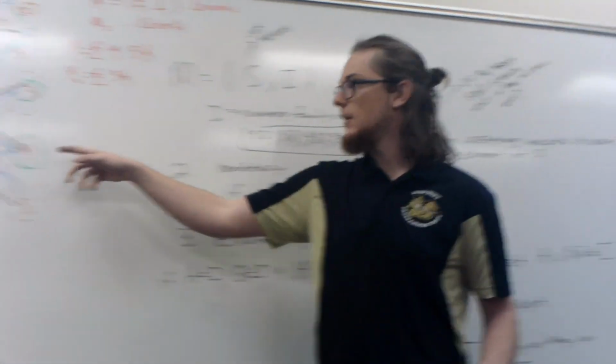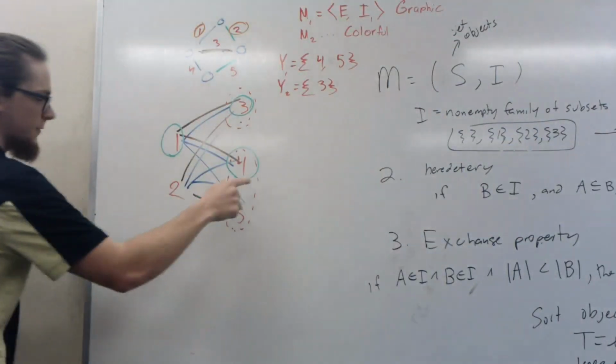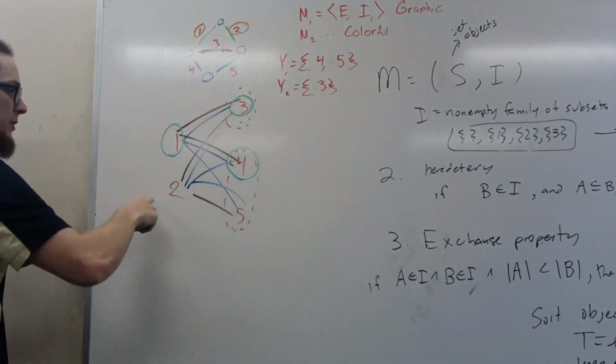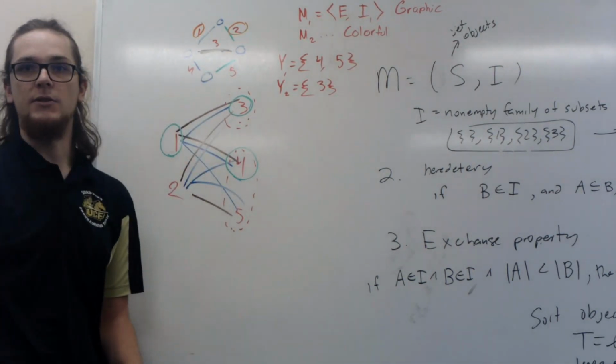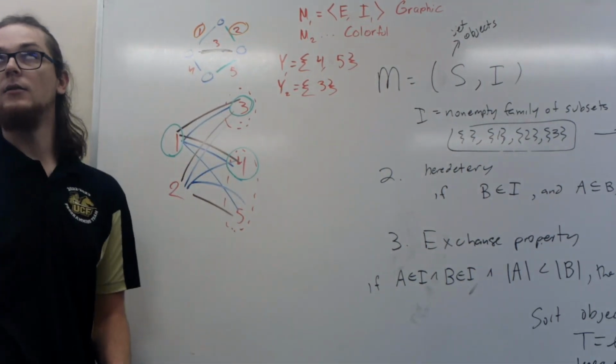So in this graph, there is an augmenting path from 3 to 1 to 4. There's also an augmenting path from 3 to 2 to 5, et cetera. There are many colorful spanning trees of this graph. There's 2, I guess. Whatever.